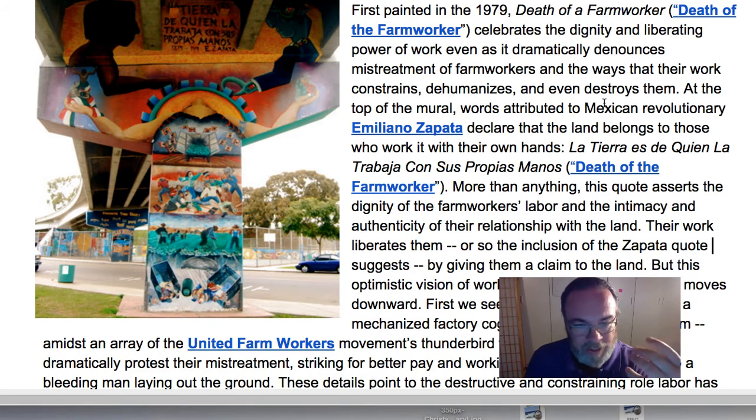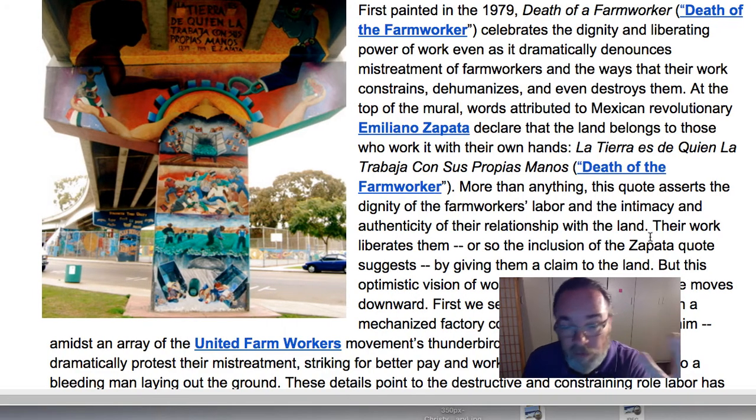So there's an example of where my research and my context work come together. I'm explaining something in the mural that requires me to talk about a context. So that's a good example of the kind of context work you might want to do in your analytical paragraph.